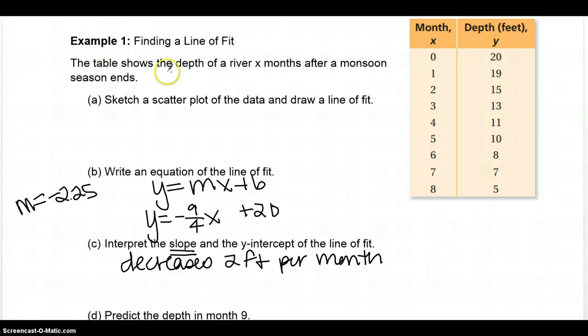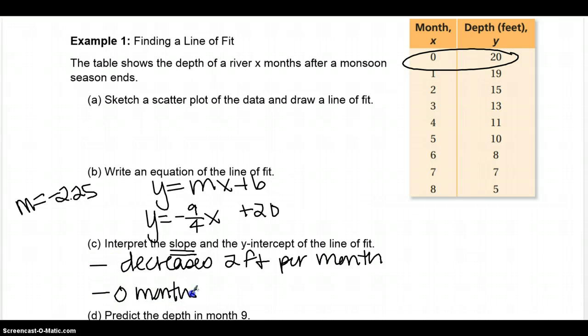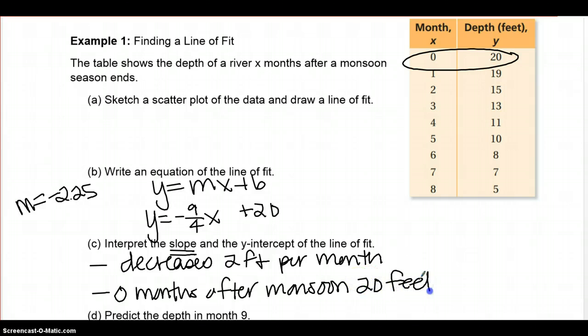You can also read it again. It shows the depth of a river x months after the monsoon season ends. So the y-intercept is 0, 20 right here. So 0 months after the monsoon ends, there's 20 feet of water. So that's how I would interpret the y-intercept: 0 months after the monsoon, the river is 20 feet.